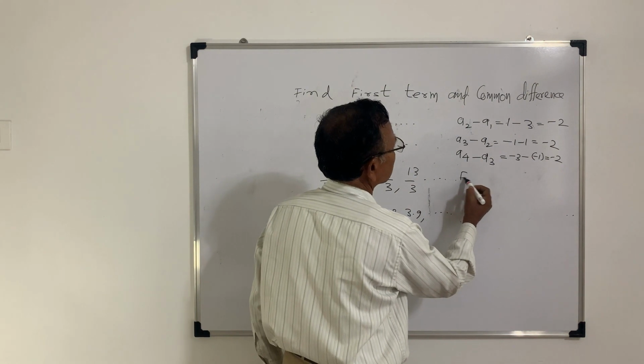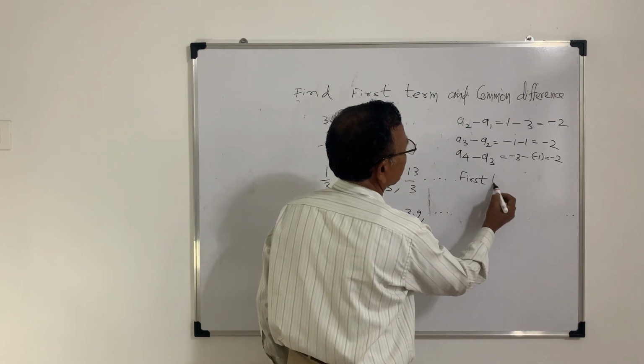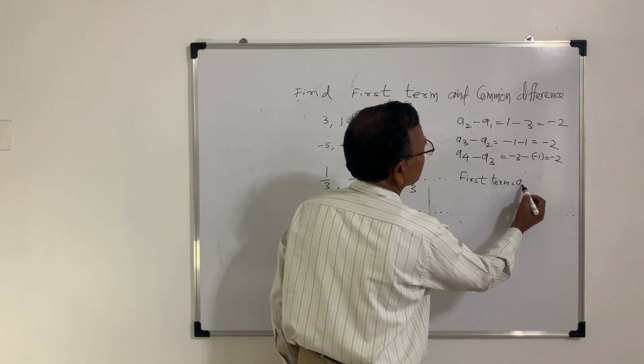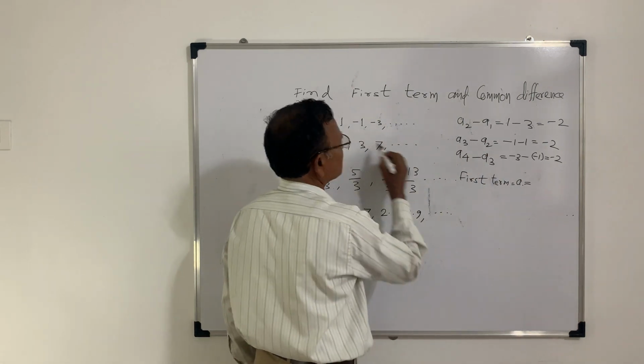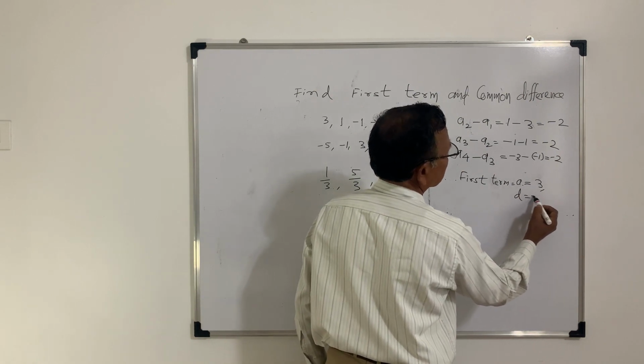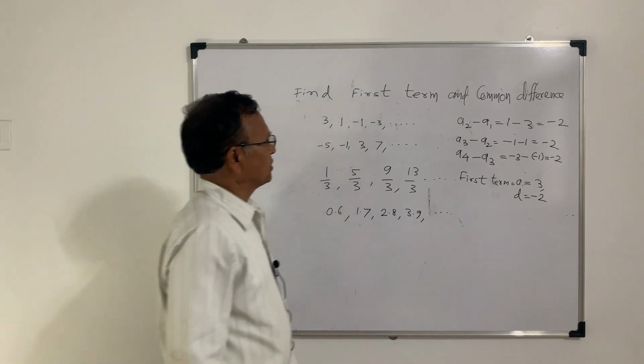फर्स्ट टर्म जो है, फर्स्ट टर्म is written as a, that is 3, and common difference is -2. Okay.